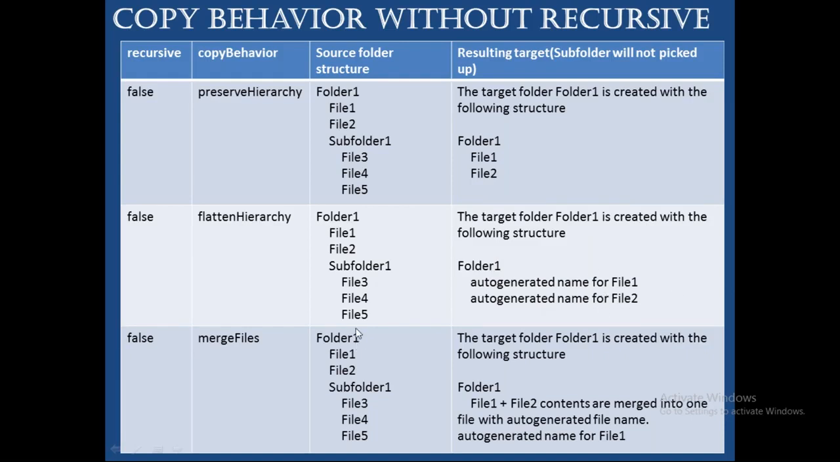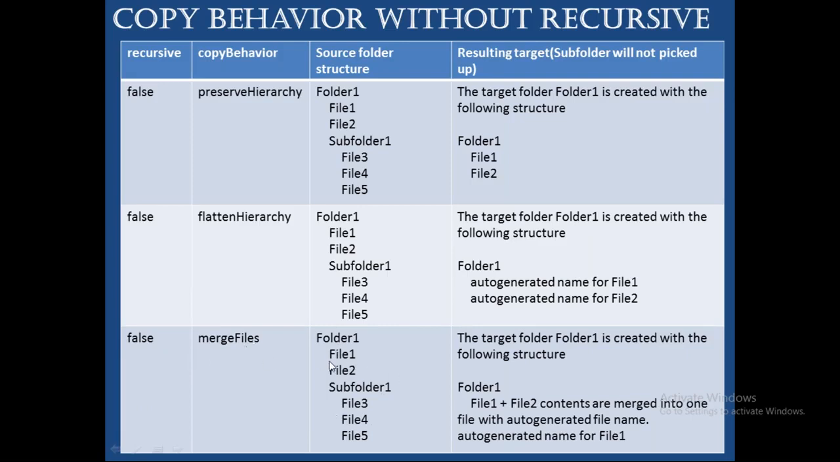Okay, next, here folder 1, file 1, file 2, subfolder file 3, file 4, file 5. Now what happens, recursive is false. That's why your copy activity is going to merge content of your file 1 and file 2, and it will ignore the file 3, file 4, file 5. It is going to just merge the content of file 1 and file 2. It will not consider your subfolder because this recursive is false here.